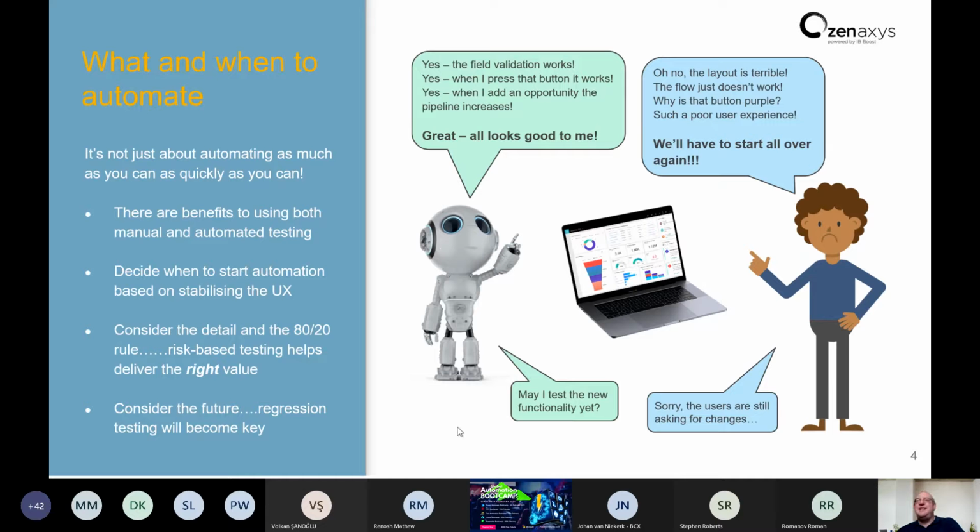But yes, as I said, you need to think about both aspects of this. Don't just go all in on automation, because it may not necessarily give you all of the answers about what your users are going to say. So users are still important.